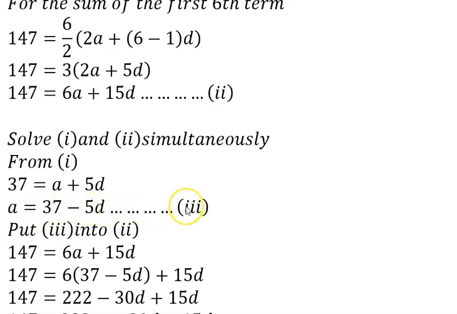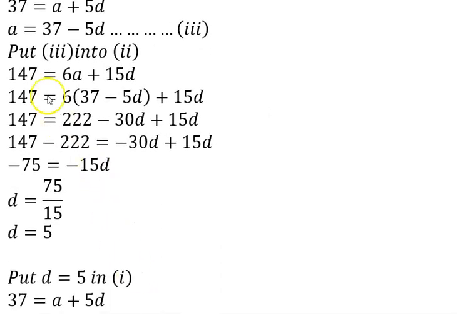So let's name that equation 3. Since our A has been represented with something, let's put equation 3 in equation 2. This is equation 2: 147 equals 6A plus 15D. By implication, it means anywhere we see A in equation 2, we put 37 minus 5D. That's what we've done. So anywhere we see A, we put 37 minus 5D. That's what we've done here. So let's open up this bracket that we have here.